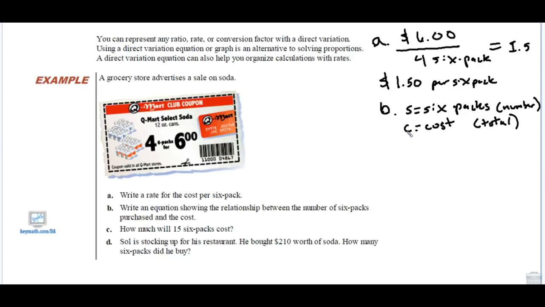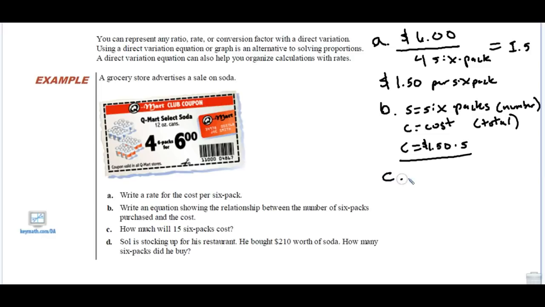All right, so then we can write an equation. Well, if I take how many 6-packs I have, multiply by $1.50, I'm going to get $6. Okay, so my cost is going to equal $1.50 times the number of 6-packs. So C equals $1.50 times S. And if I check this out, 4 times 1.50 equals 6. So that would be a good equation for part B.